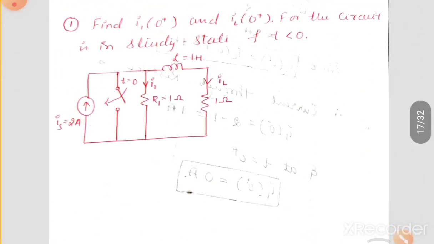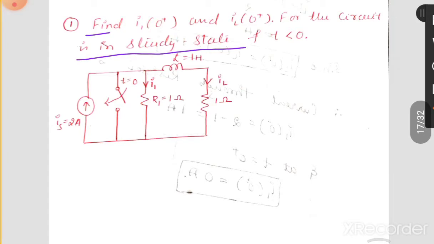All these things we have discussed will be clear with this example. Let's say: find I1 of 0 plus and IL of 0 plus for the circuit shown below, where the circuit is in steady state for t less than 0.